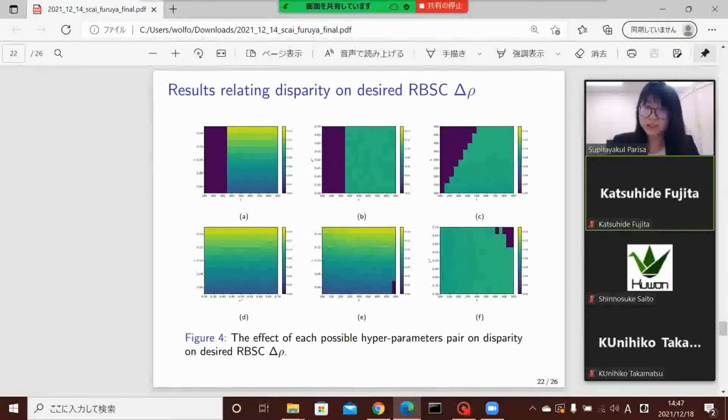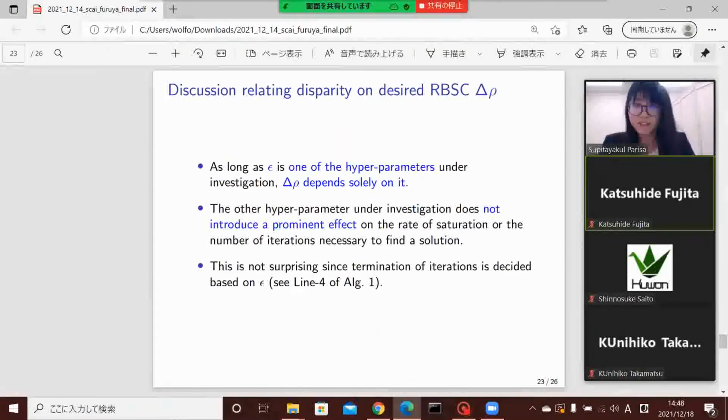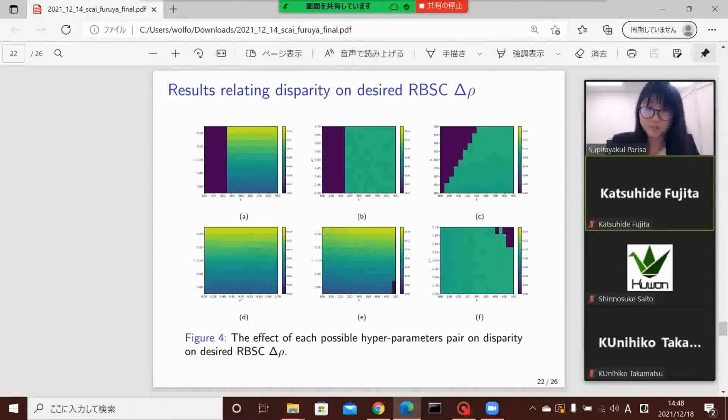So the last result that we have is the disparity on this RBSC delta P. Epsilon is one of the hyperparameters under investigation, and delta P depends solely on it. So we can see in figures A, D, and E, the yellow part is always at the top of the figure, and the blue is at the bottom. That is because delta P depends on that one.